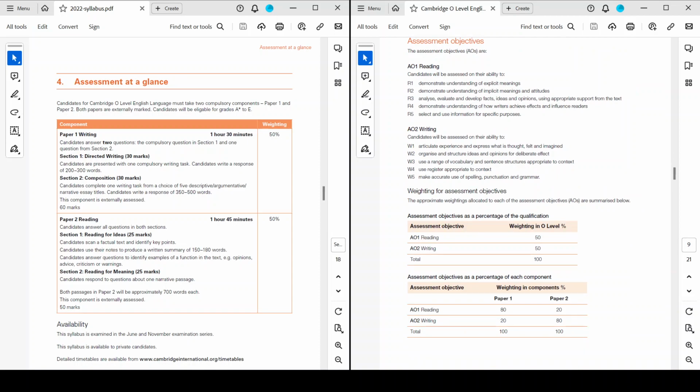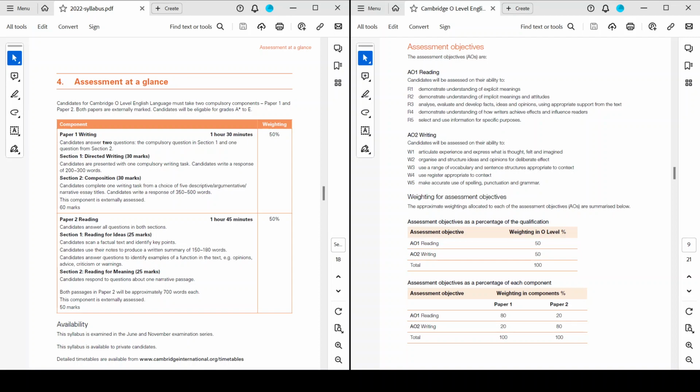So what are the assessment objectives? Well, the assessment objectives are subcategorized as the reading objectives and the writing objectives, and there are 5 of each. So let's take a look at the reading objectives first.